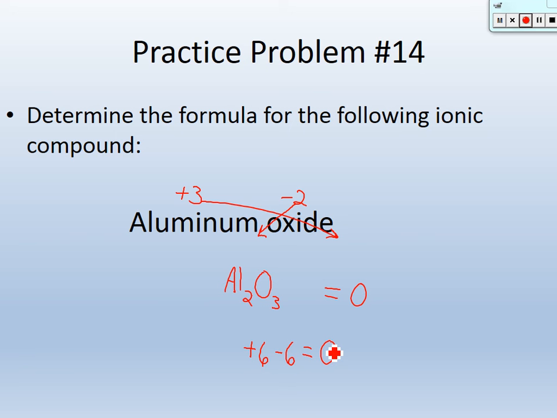Yeah. And so if you don't want to use the crisscross method, you just got to realize that the numbers that go here have to work out so that they sum to 0, because ionic compounds will sum their charges to 0. But if you use the crisscross method, it works every time. Okay? There is a little trick, though, we'll show you coming up. So the answer is Al2O3.